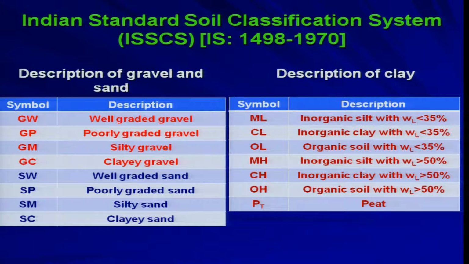Now, could you please tell me what should be the notation for, say, inorganic silt with WL within 35 and 50%? It will be something like MI, right. Similarly, if it is inorganic clay with liquid limit between 35% and 50%, then it will be CI, that is the intermediate plasticity. Because I, H, L will be coming as suffix as we discussed in the last class, and M, C, O will be coming as prefix. And if it is peat, then it will be denoted as PT.